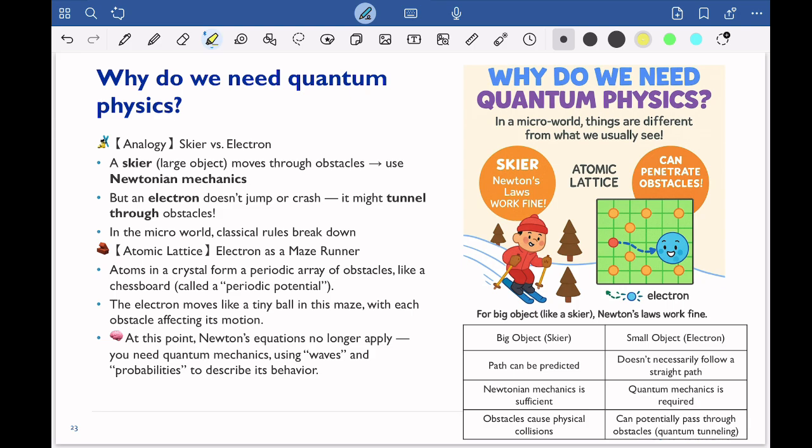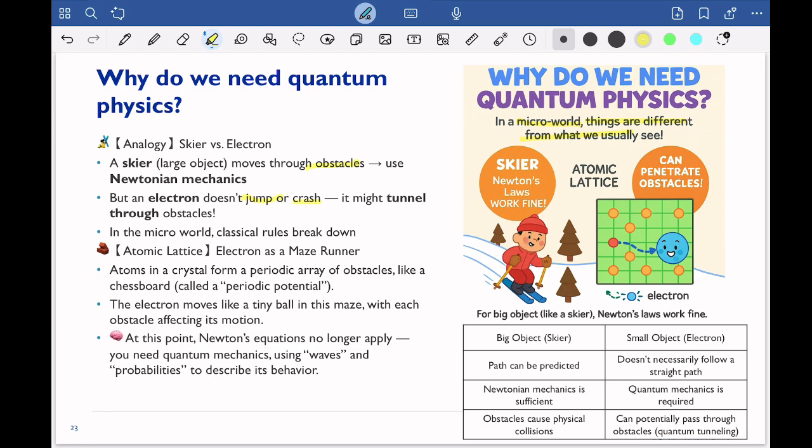In the micro world, if we scale down to a very small scale, the scenes become a little bit different from what we expect in our daily life. Imagine you are a skier, and you meet an obstacle. To avoid it, you might jump, or you will crash into it. That's based on typical Newtonian mechanics.